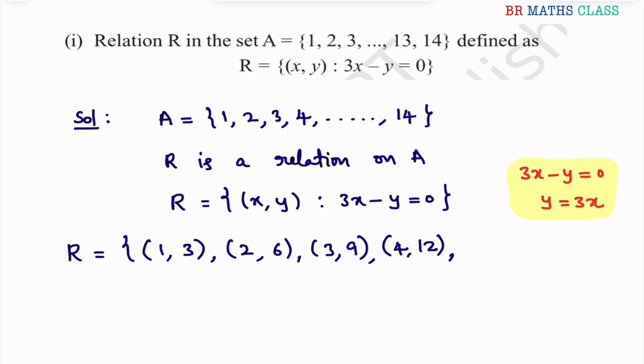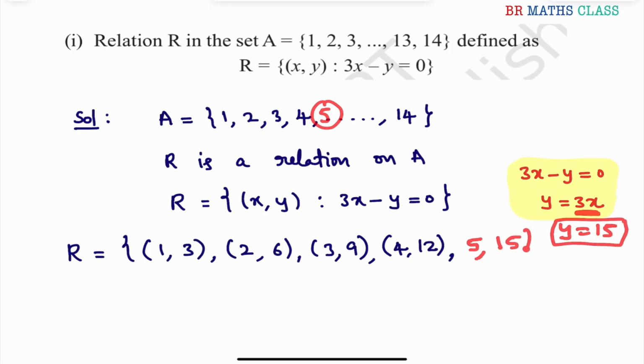After 4, you take x is 5. When I substitute x is 5 in this, what will I get? y is 3 into 5, 15. So this ordered pair is 5 comma 15.